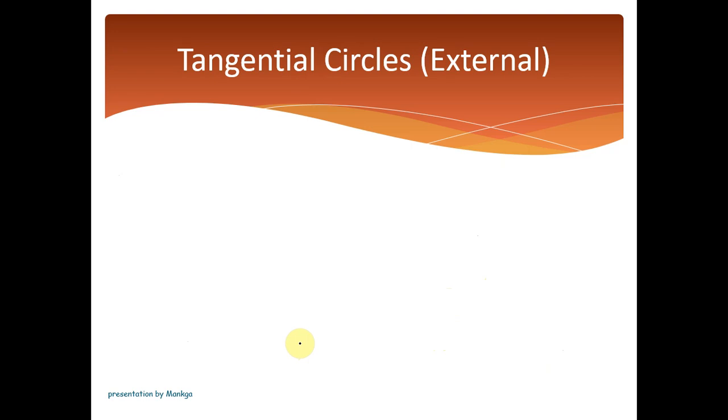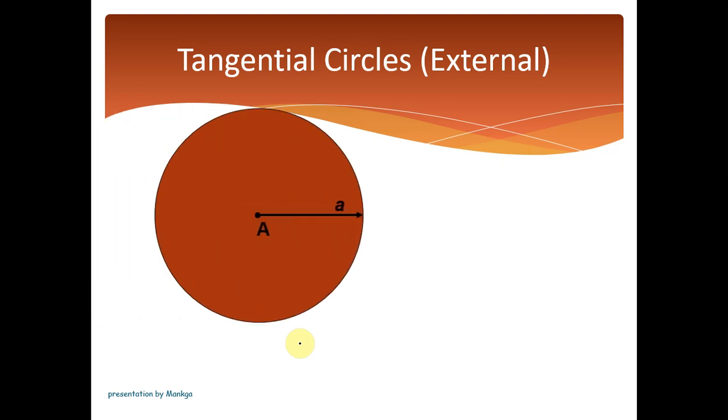Then the tangential circle, external. In this case, we'll have two circles. For example, the first circle is centered at A, and the second one is centered at B. The length of the radius of the first will be a, and the length of the radius on this side will be b. If the length of AB is equal to the sum of the radii a and b, therefore these two circles are tangential, meaning they have a tangent.